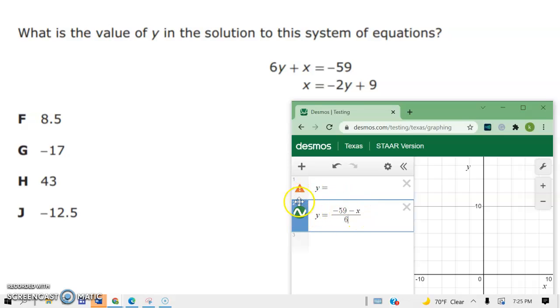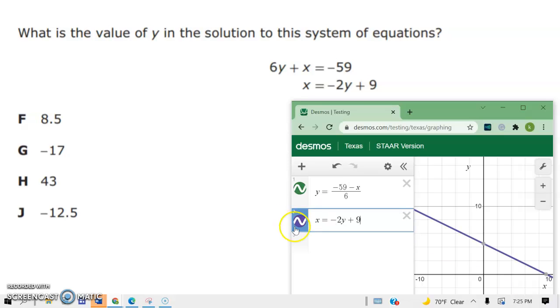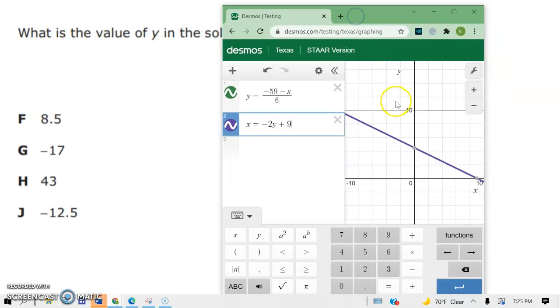Now it graphed it for me. How do I know it graphed it? Because it gave me a little circle. I don't need this anymore. Now look at this next one. Can I graph this one? So it's x equals negative 2y plus 9. And it gave me a little circle. So that means that yes, I was able to graph it that way.